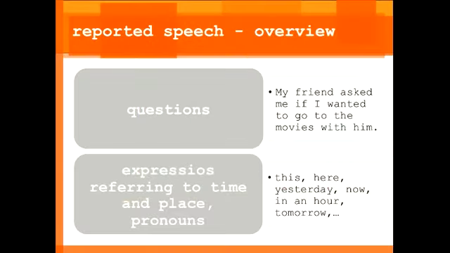In the first part of the two tutorials we've already had the very important issue of the backshift of tenses and also how to put statements and commands into the reported speech. Now in this tutorial we will deal with the questions. A sentence would be, my friend asked me if I wanted to go to the movies with him, and also with the expressions referring to time and place and the pronouns. What happens to this, here, yesterday, tomorrow, from the direct to the reported speech.